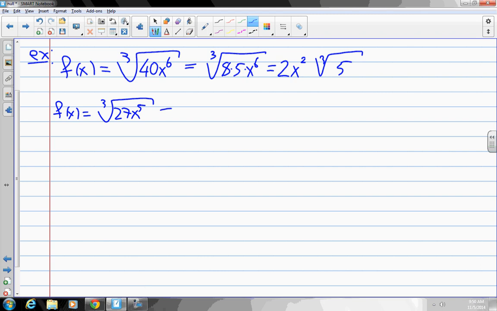Yes, 27 is a perfect cube. And x to the 5th will split as 3 and 2. Because again, since it's a cube root, you want the powers to be multiples of 3. So then we can take the cube root of 27, that's a 3. Cube root of x cubed is just x. And then you still have a cube root of x squared left. Well, cube root of 27 is 3, because 3 cubed is 27, right?